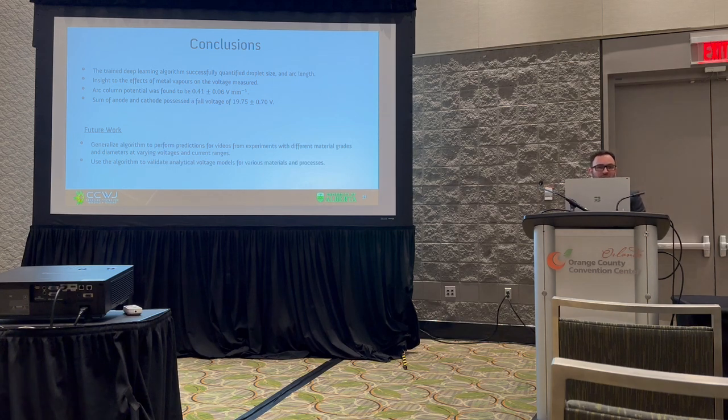Okay, so in conclusion, we successfully trained this deep learning algorithm to gain quantifiable data from the droplets for the droplet size and the arc length. We got good insights into the effects of metal vapors on the voltage measured. We found the arc column potential to be 0.41 plus or minus 0.06 volts per millimeter for aluminum 4043, and the sum of the anode and the cathode to be 19.75. So we'll continue to generalize this algorithm to process different materials with different welding processes. And more importantly, we're looking to use this as a tool to validate analytical models. Okay, thank you.